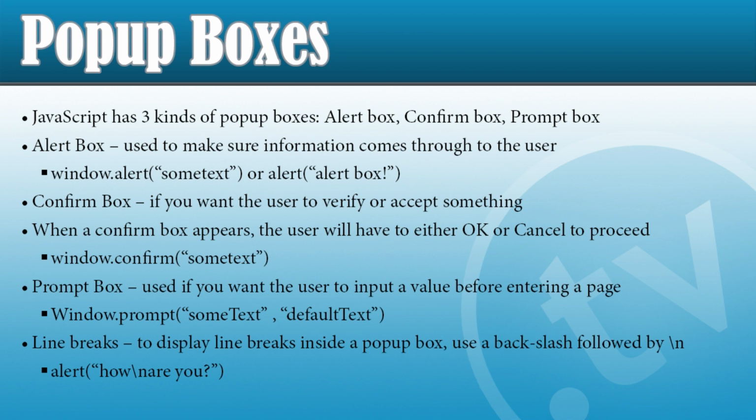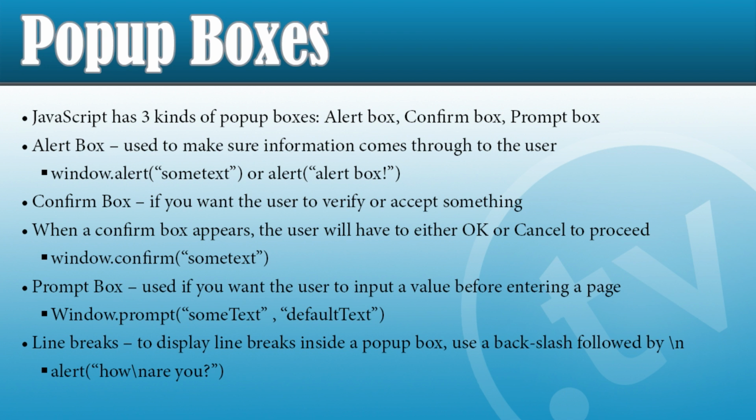And there are some pop-up boxes that are also available. JavaScript has 3 kinds of pop-up boxes: alert box, confirm box, and prompt box. The alert box is used to make sure information comes through to the user. You can specify window.alert and then some text, or just alert and then some text.